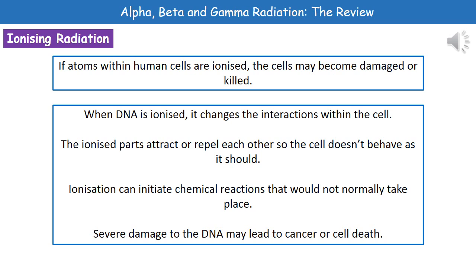So if we look at the DNA that could become ionized within the cell, then what's going to happen there is it's going to change how it interacts. So what we'll find is the ionized parts are either going to attract or repel each other, so that means that it's going to change the way the cell behaves because the DNA isn't behaving as it was. We can also see the effect of chemical reactions that wouldn't normally be taking place being initiated as well. So if we actually have very severe damage to the DNA, then that can lead to one of two things. It could lead to cell death outright, or it could lead to the development of cancers.